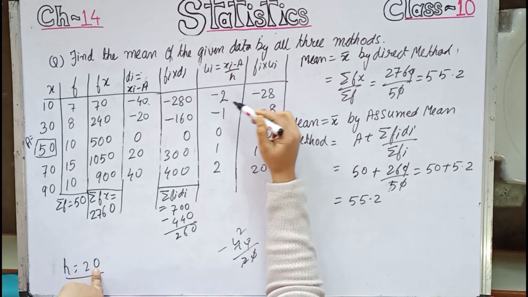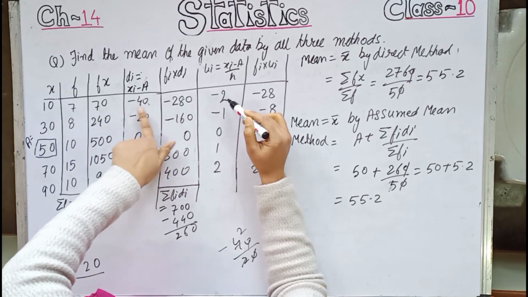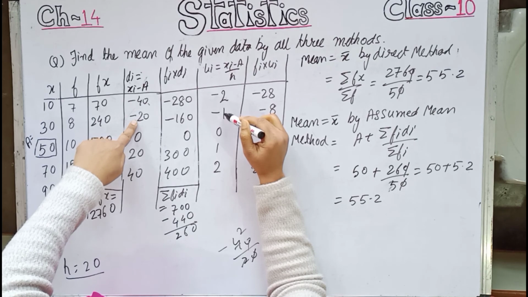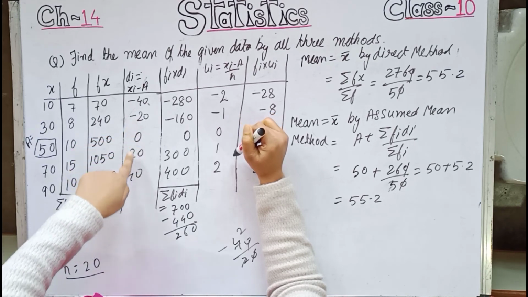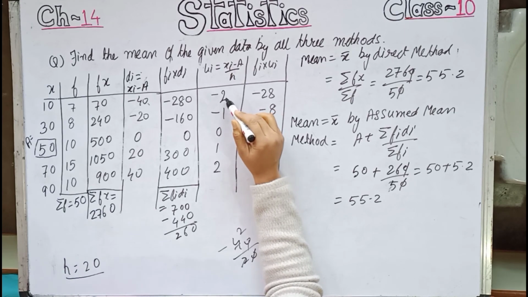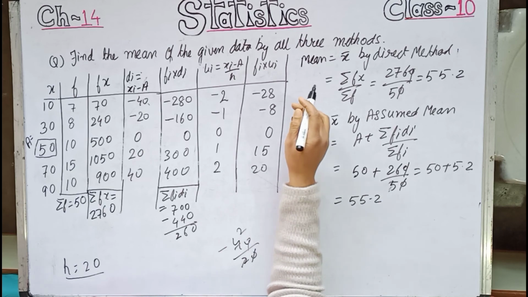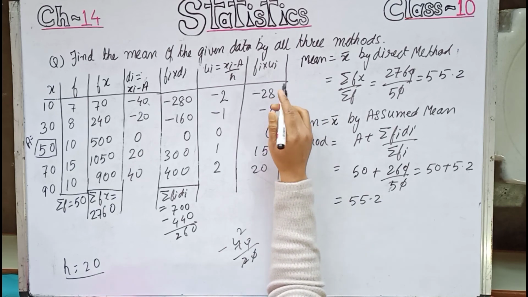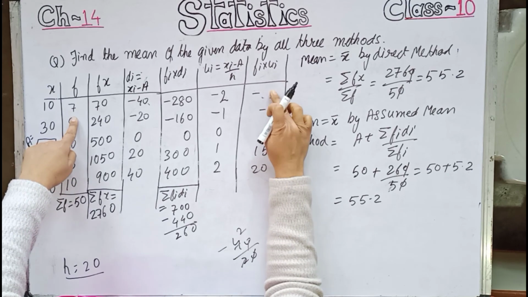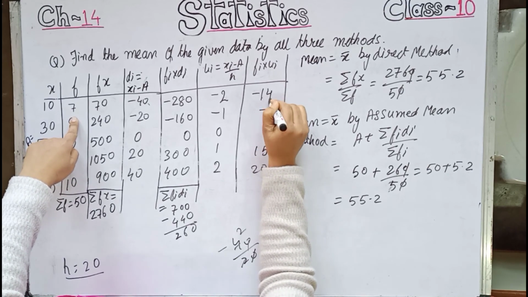I found the mistake because over here you can see it is minus 4 by 2 is minus 2, minus 2 by 2 is minus 1, and so it's all divided by 20. So over here I detected my mistake. So it is minus 2, minus 1, 1, and then 2. Now fi into ui will be minus of 14. Very sorry, minus of 14.